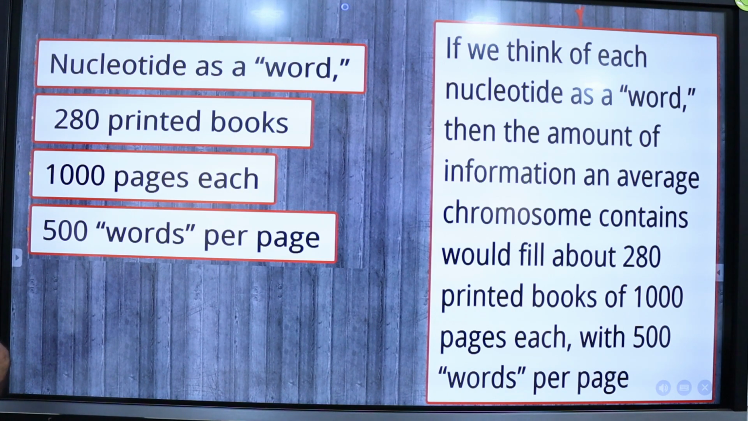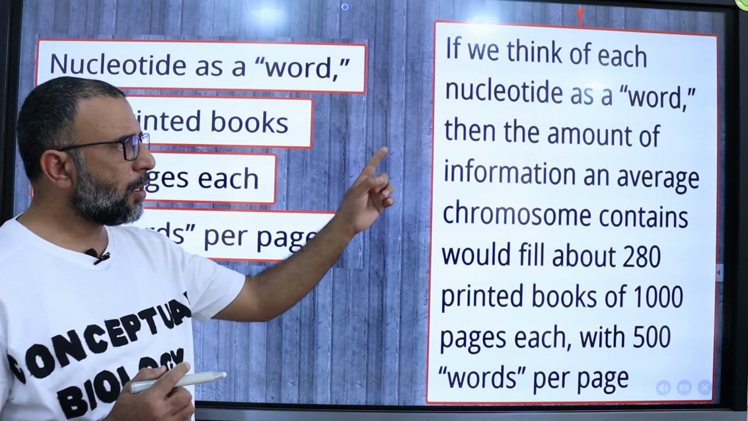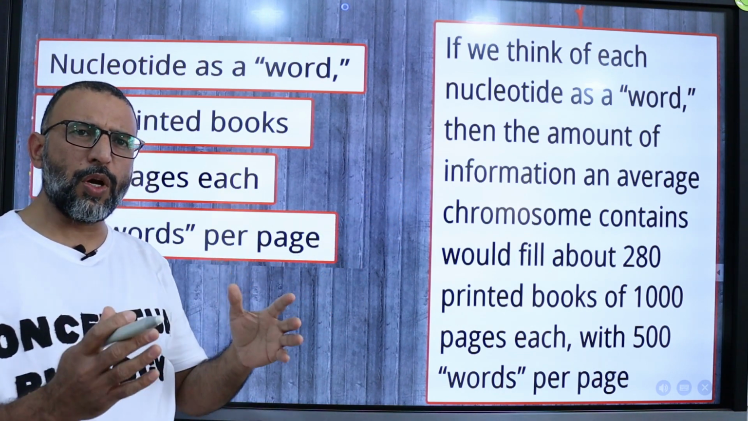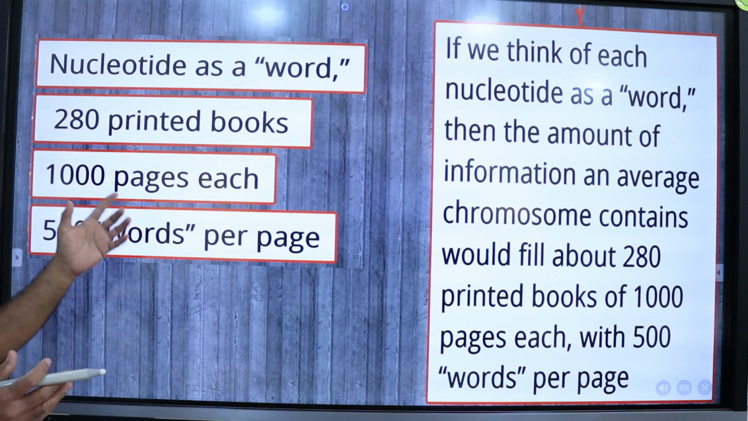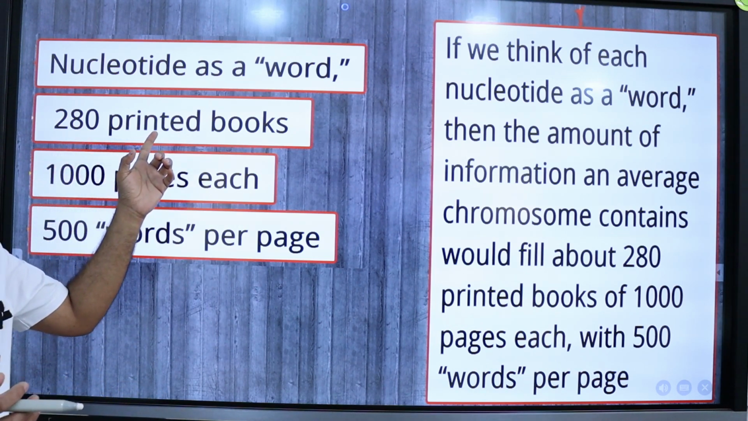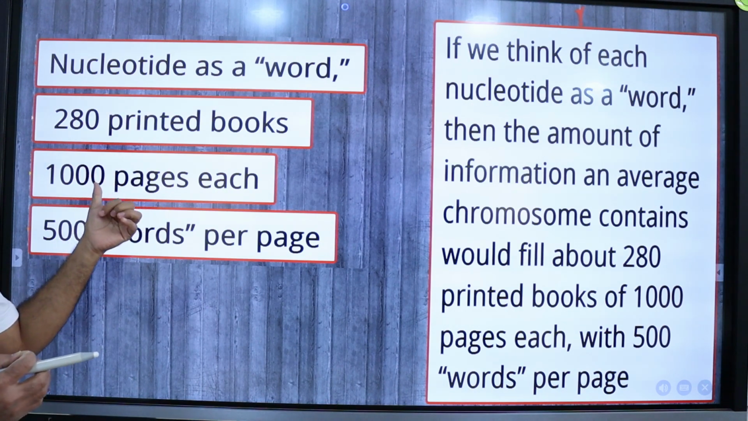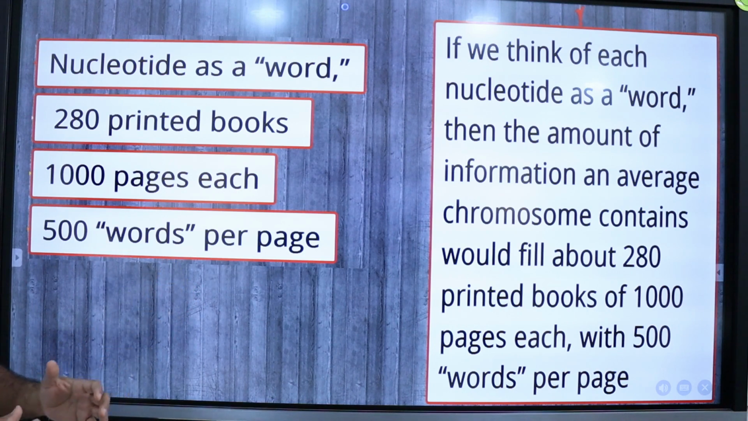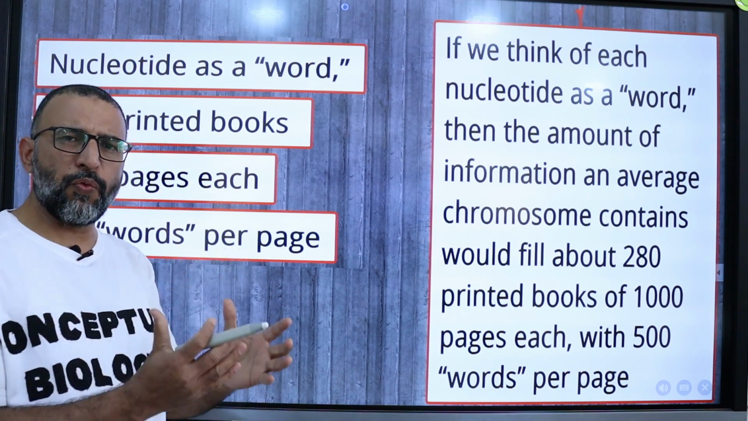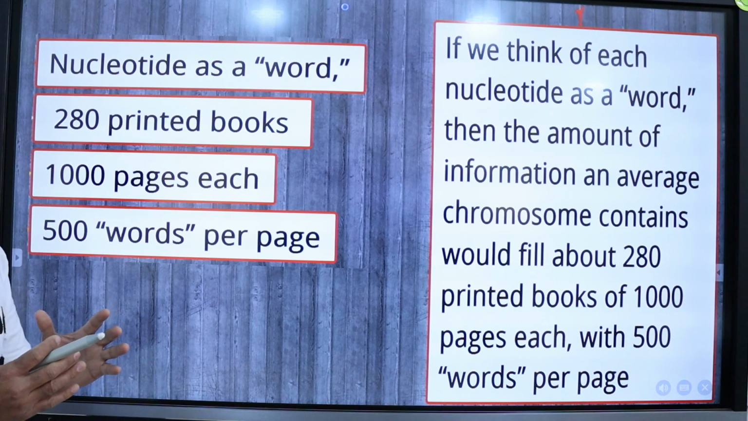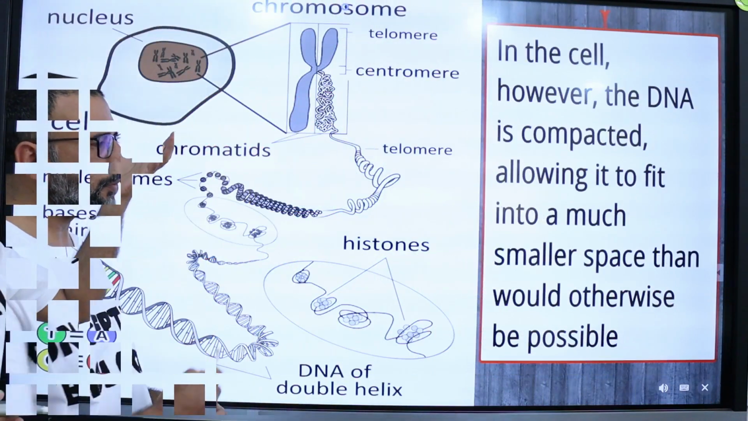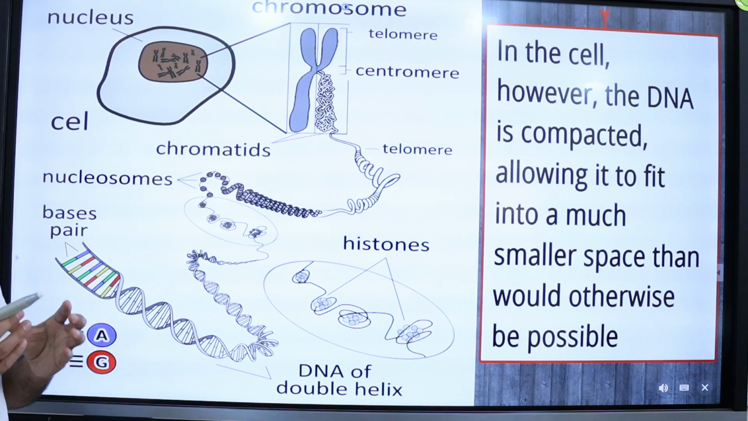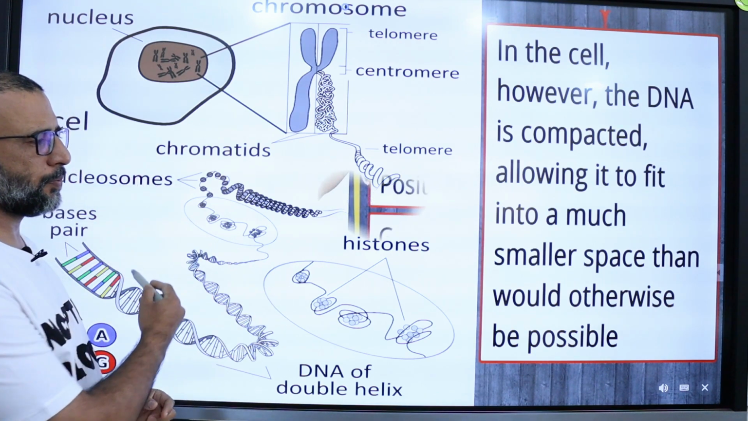If we think of each nucleotide as a word, the amount of information an average chromosome contains would fill about 280 books, and each book contains 1000 pages and each page with 500 words. So there is a tremendous amount of information present on a single chromosome in the DNA. In a cell, DNA is compacted and fit into a much smaller space.